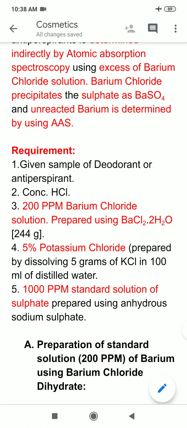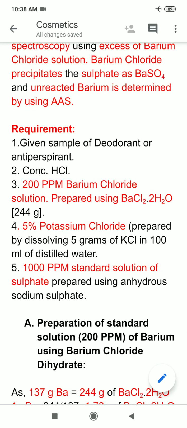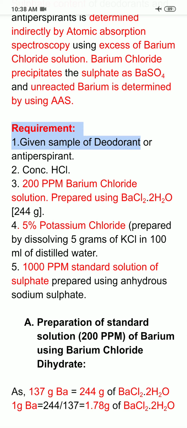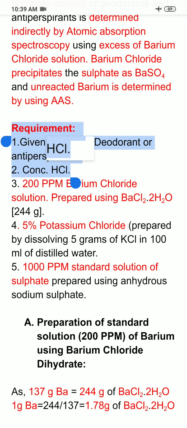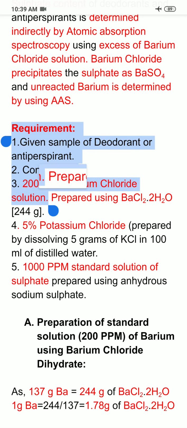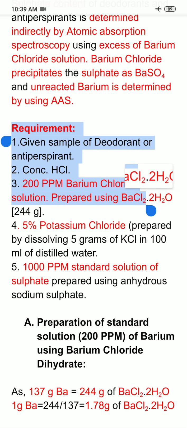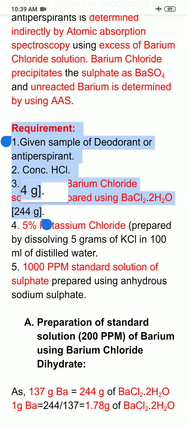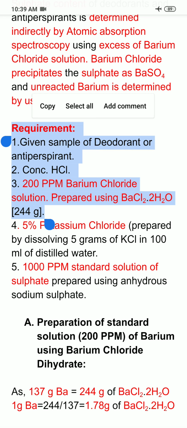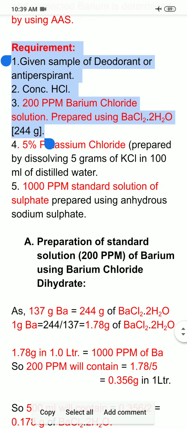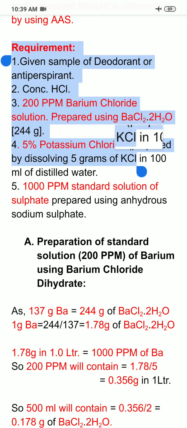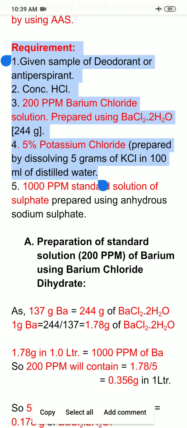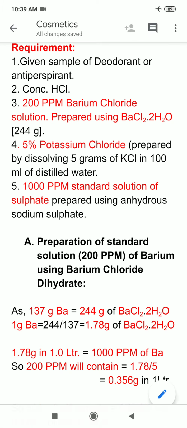And requirement for this would be given sample of deodorant or antiperspirant, concentrated HCl, standard solution of barium chloride, say 200 ppm, and for that purpose we will use barium chloride dihydrate, which is having molecular weight equal to 244 grams per mole, and we need 5% potassium chloride solution prepared by dissolving 5 grams of KCl in 100 ml of distilled water.